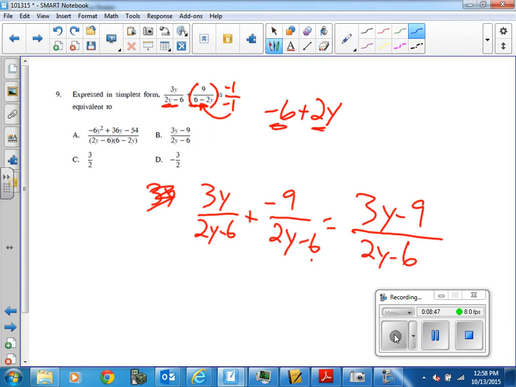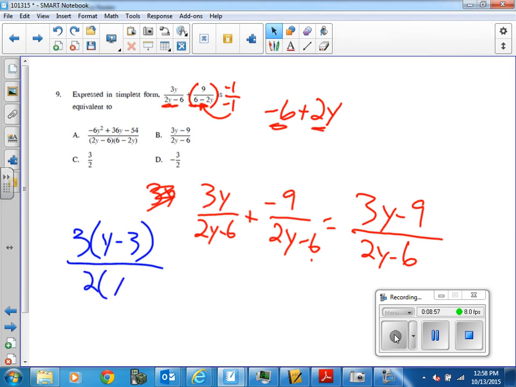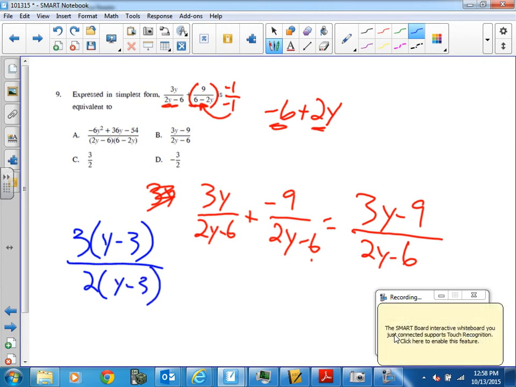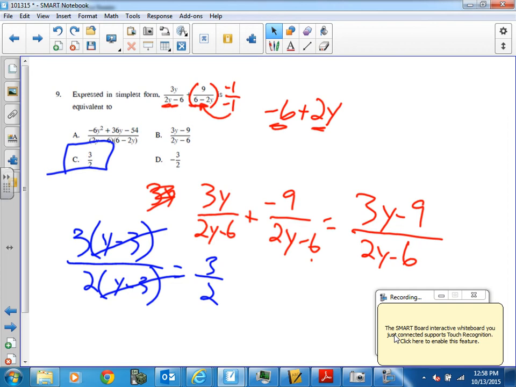I can factor. The top would be 3 times y minus 3. The bottom would be 2 times y minus 3. Now I can go ahead and cancel the y minus 3, since they're being multiplied. So I just end up with 3 over 2. All right, so that's that.